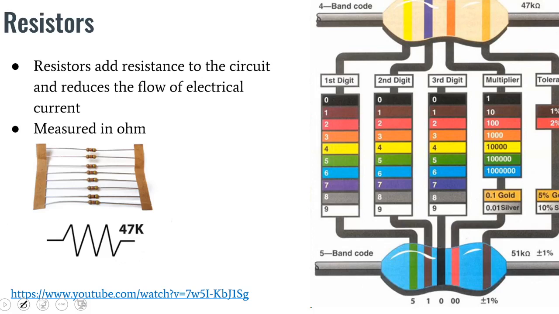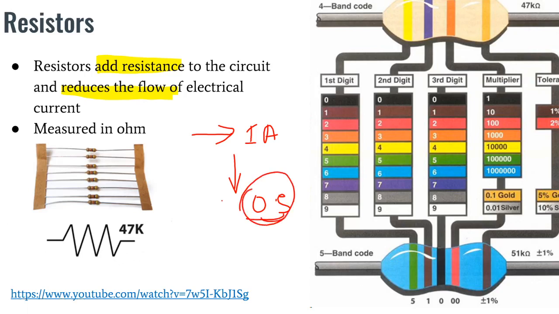So resistors are basically what they are. They add resistance to an existing circuit, in the form of an additional component. And by adding resistance, it reduces the flow of electricity. For example, if we have a 1 ampere electricity flow in a circuit and we need to reduce it to, say, 0.5, we will have to introduce a resistor.